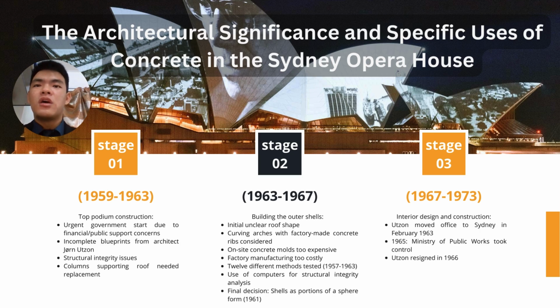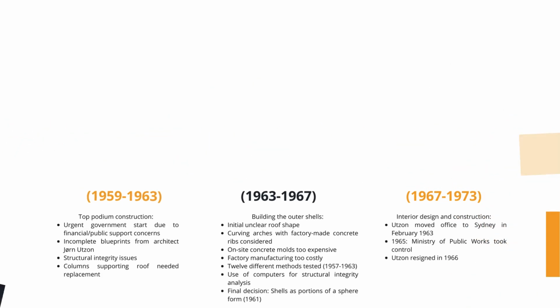In the last stage, the architect returned to Sydney to work on the building in 1963. In 1965, the new government took control, which led to the architect's resignation in 1966. By October 1966, they had spent 22.9 million, less than a quarter of the final cost of 102 million. They believed the rest of the project would cost more.